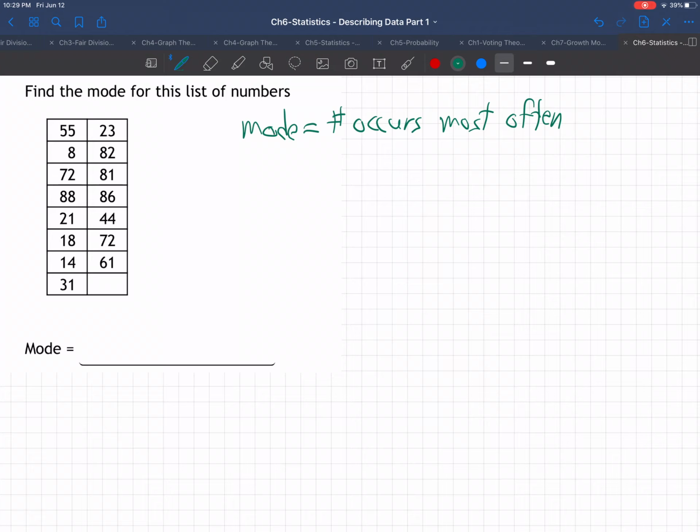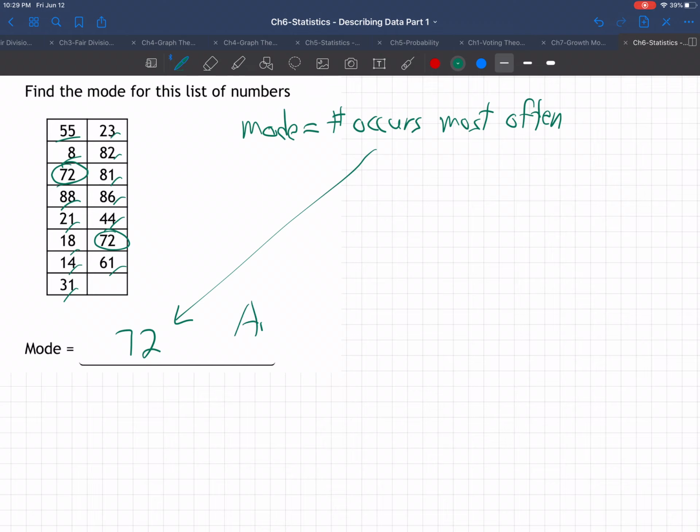Let's look over here. So 55, that only occurs once. 8, I only see one of those. 72, only see, oh no, there is 72, 72. Now, is that the only repeated number? Let's see, 188, 121, 118, 14, 31, 61. Yeah, so the answer then is 72 because that's the number that occurs the most often.